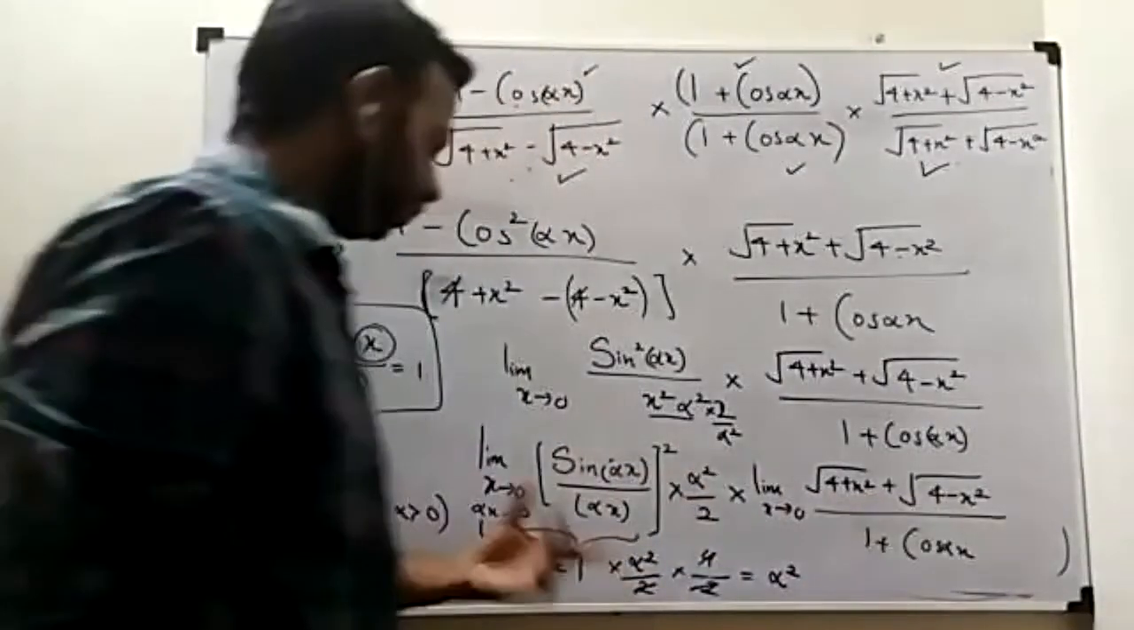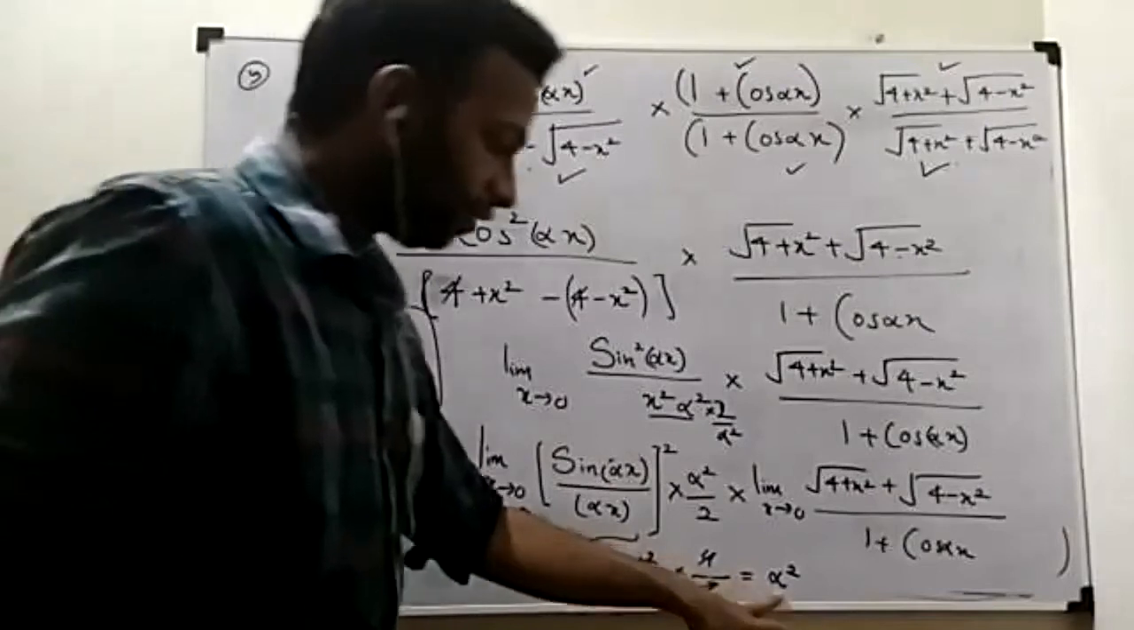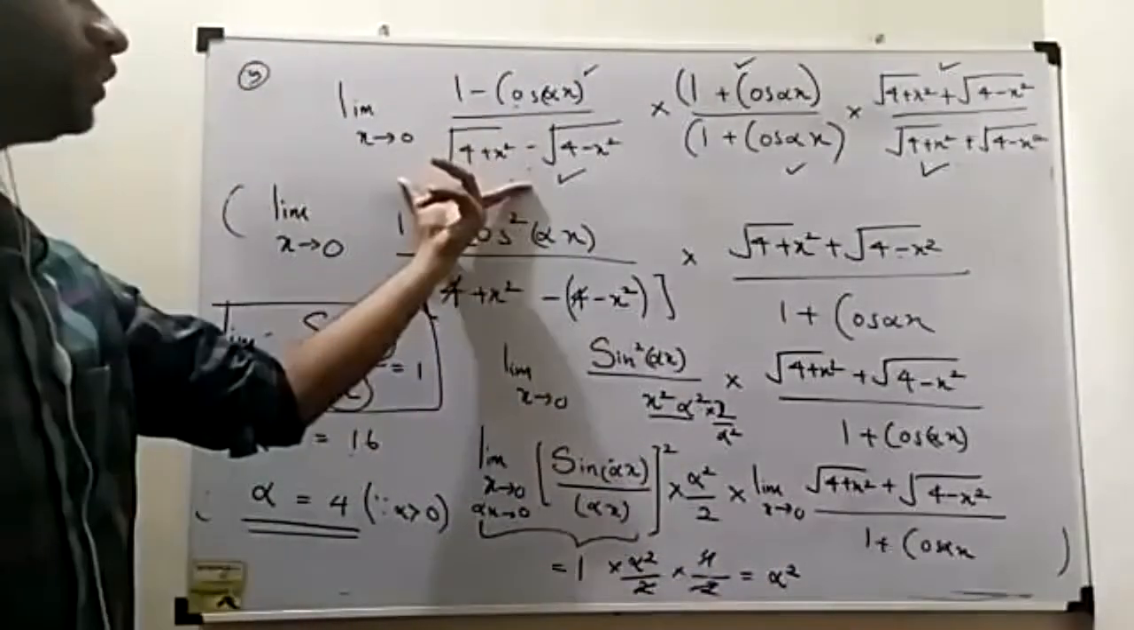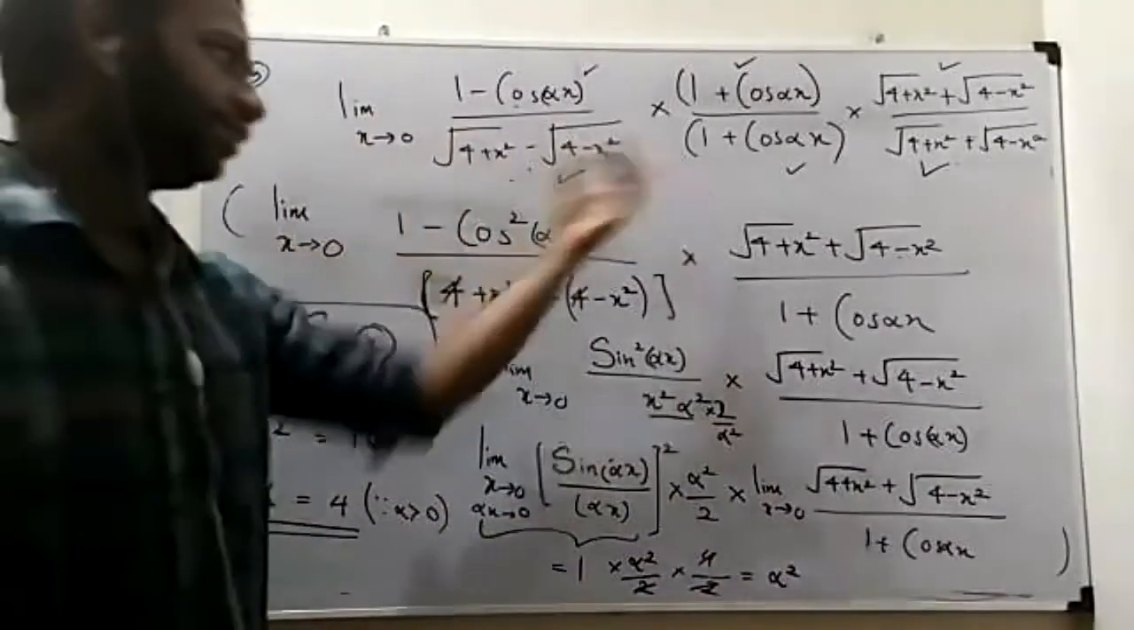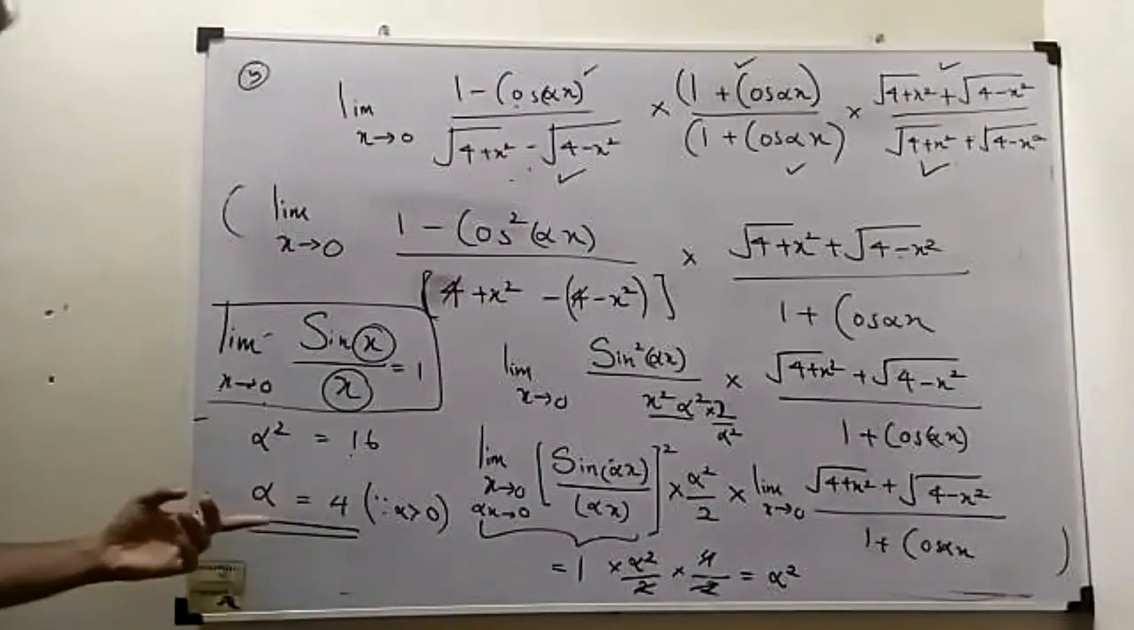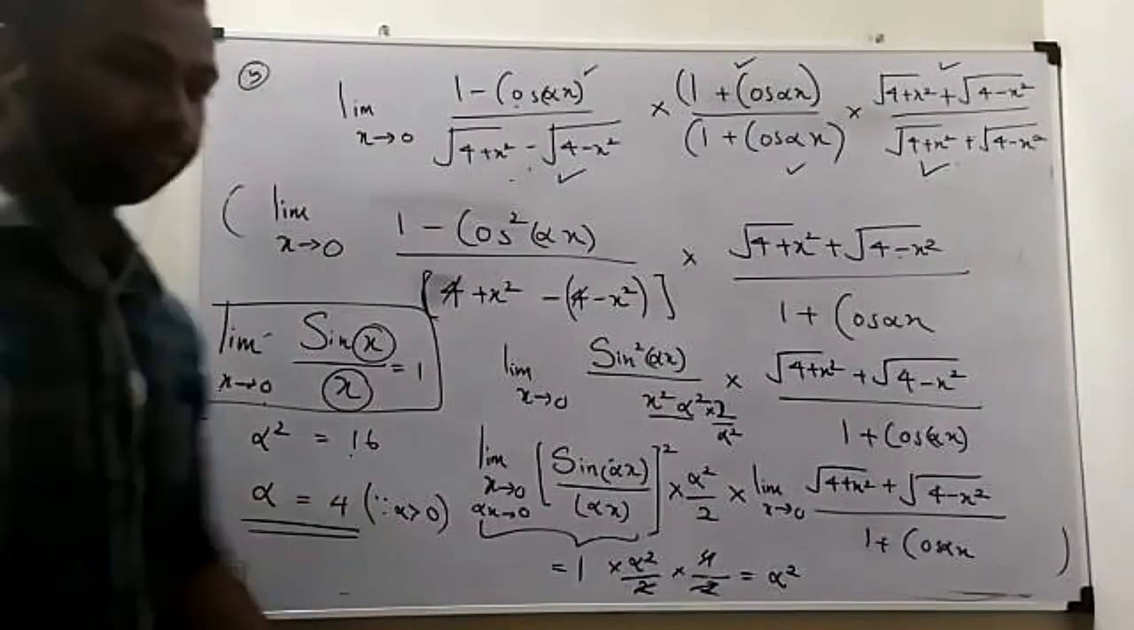Now we can substitute because it is 1. When we substitute, we get alpha squared. So this equation can be simplified as alpha squared. But we know that this equation is equal to 16. That means alpha squared is equal to 16. That means alpha is equal to 4 because it is given that alpha is greater than 0.